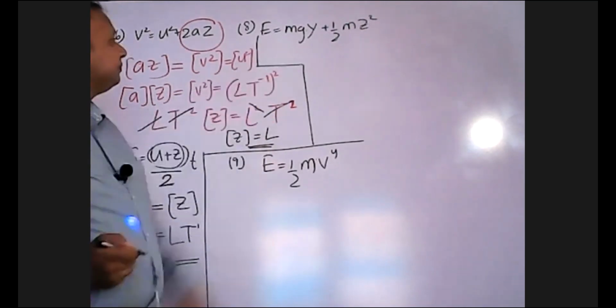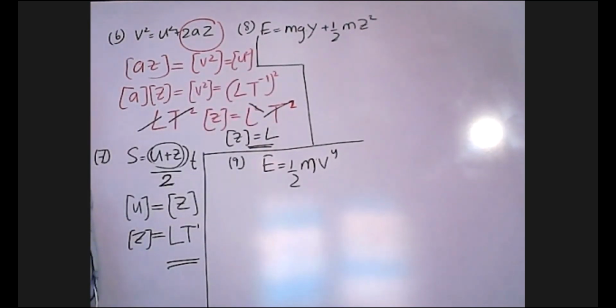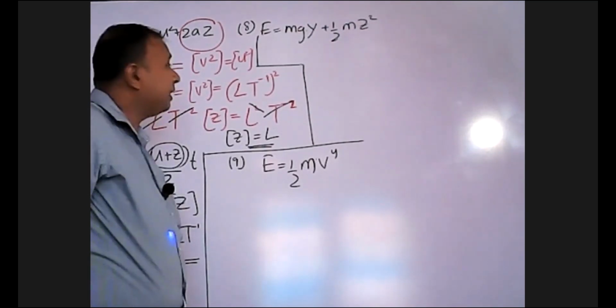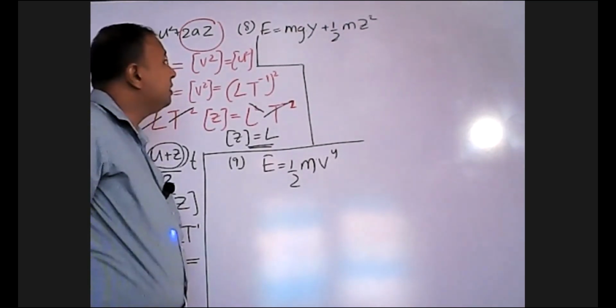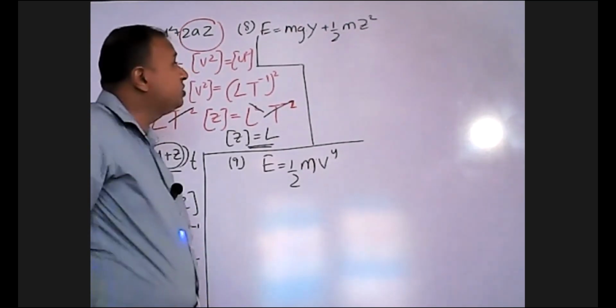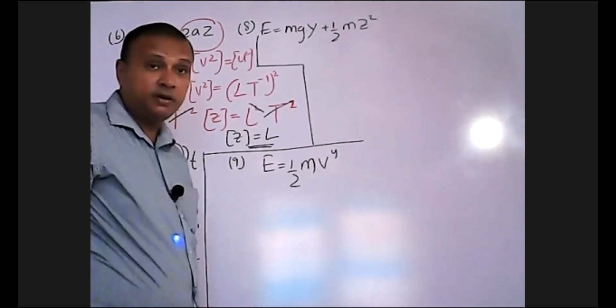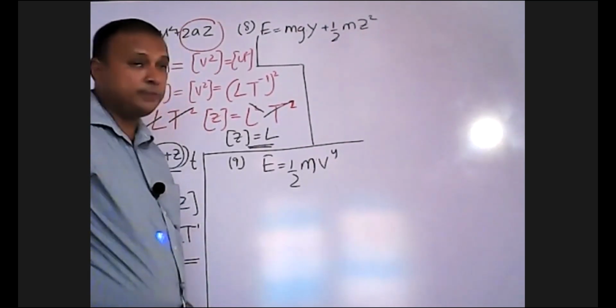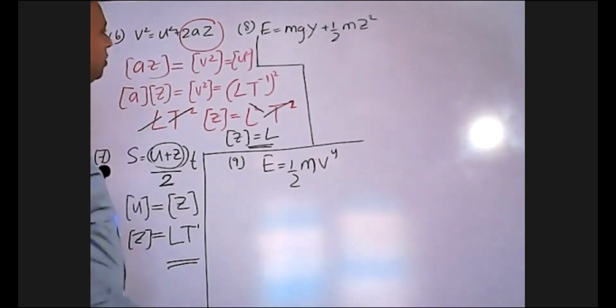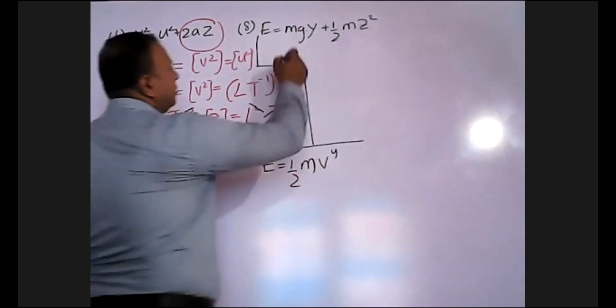Then this one, E equals mgy plus half mz squared. Then we can take our first factor. What is that? If there is an addition, if there's an equation, then each and every term should have the same dimension. Not physical quantity, each and every term has the same dimension.